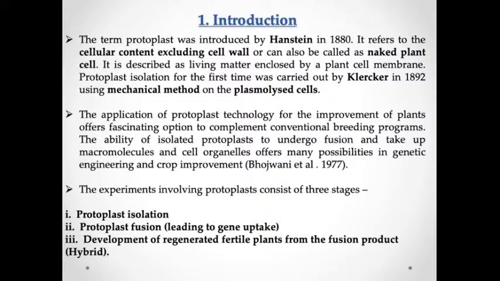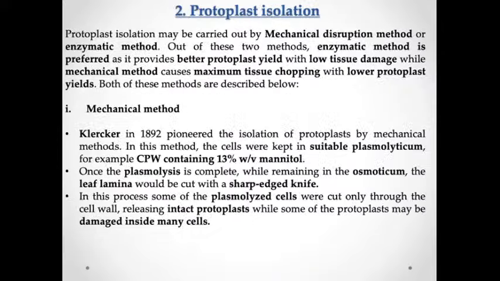The applications were quite famous at that time, undergoing fusion with the help of genetic engineering and crop improvement. The experiments mainly involved three stages: protoplast isolation, protoplast fusion leading to gene uptake of the two different plants, and then development of regenerated fertile plants from the fusion products. That is, your hybrid product is produced in this case. So let's go next.